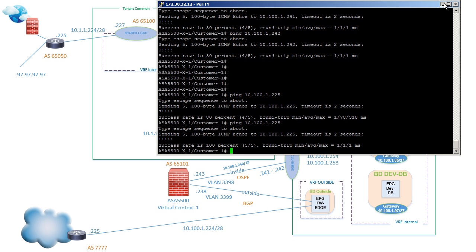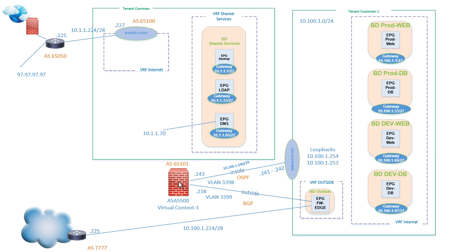So what's happening here is that the ASA outside interface is on VLAN 3399 on port channel 5.3399. It has a connection into the firewall edge EPG, and because the MPLS router also connects into the firewall edge EPG on a different VLAN, who cares? They're able to have that connectivity because they're all on the same subnet.